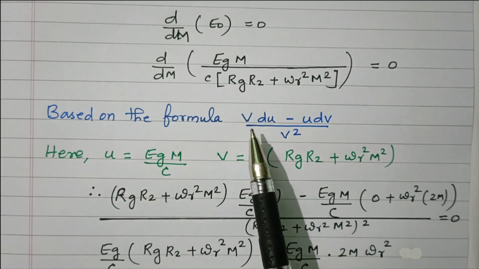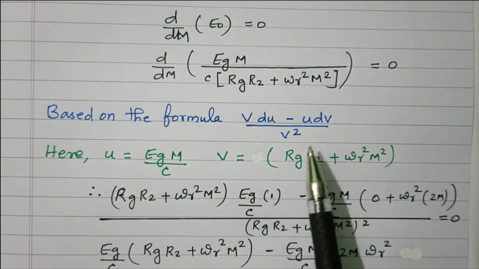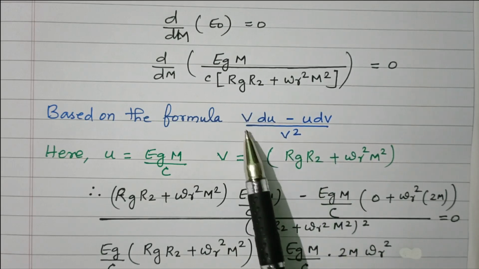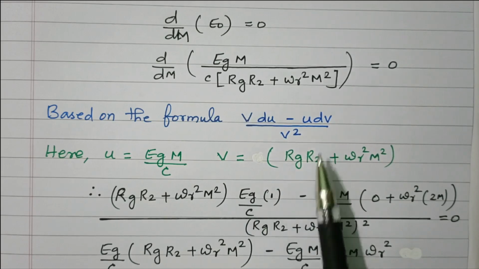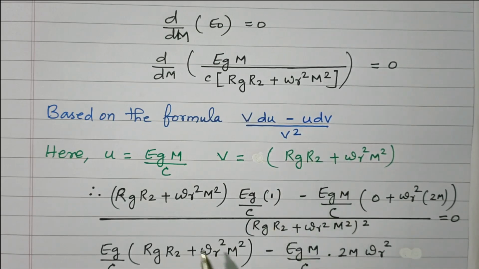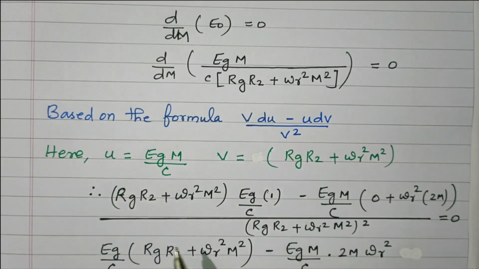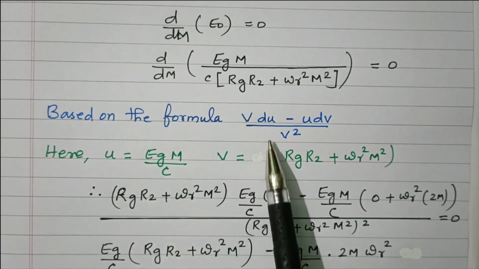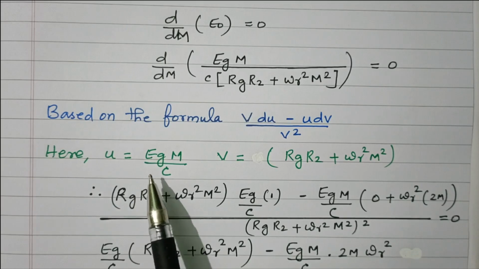What is the formula for differentiation? V du minus U dV divided by V square. That is, V into differentiation of U minus U into differentiation of V, divided by V square. So this is the term U and this is the term V. Now first we substitute the V. This is the V. Then du, so we have to differentiate U with respect to M.